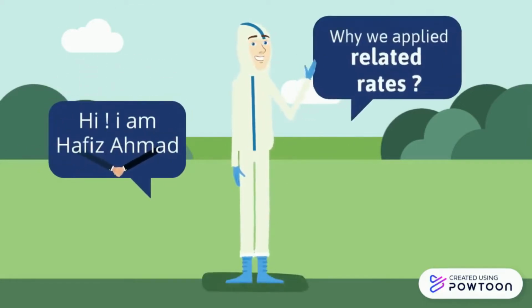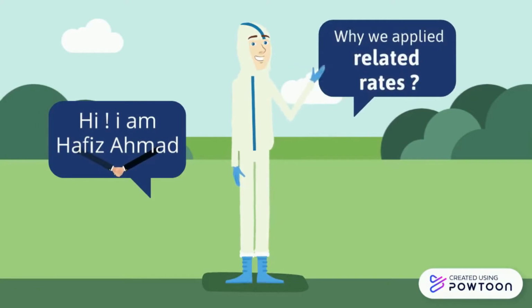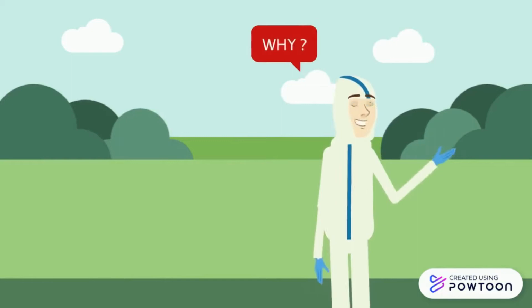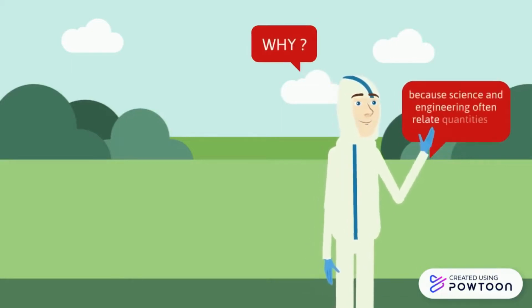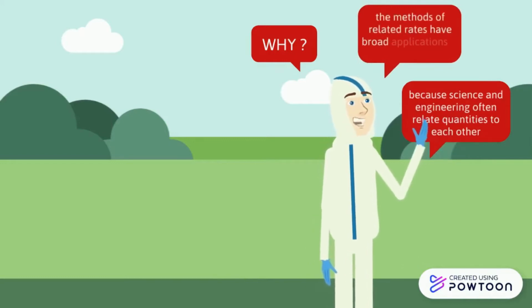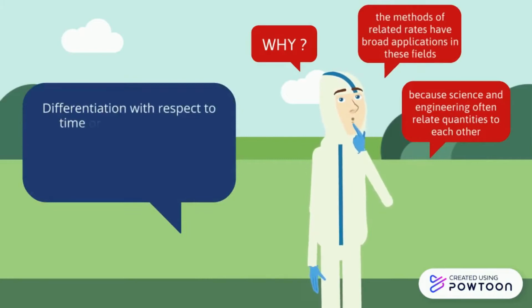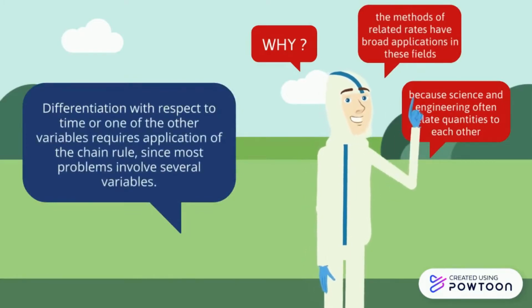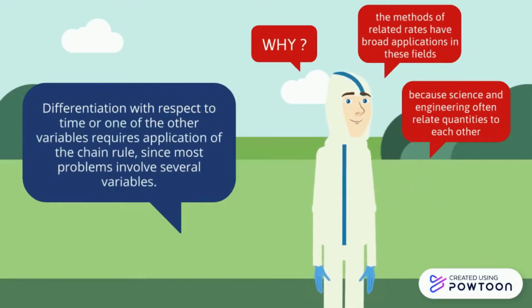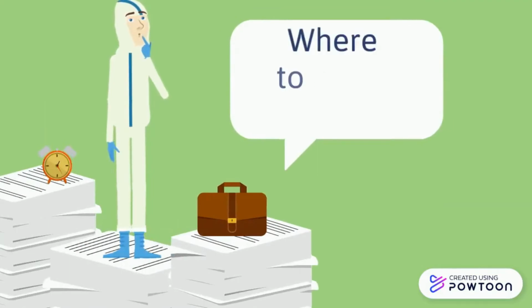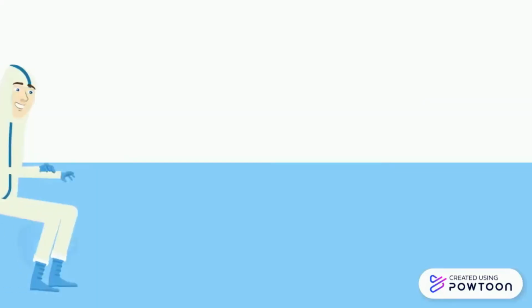Okay guys, have you ever thought why we apply related rates? It is because science and engineering often relate quantities to each other, and the methods of related rates have broad applications in these fields. Differentiation with respect to time or one of other variables requires application of the chain rule, since most problems involve several variables. The next thing is where we apply related rates.